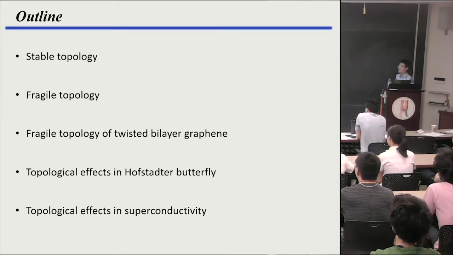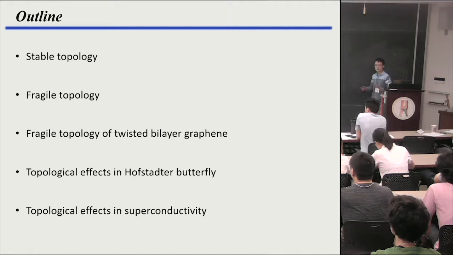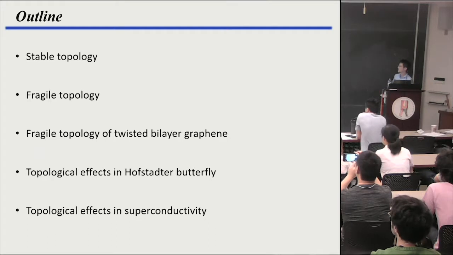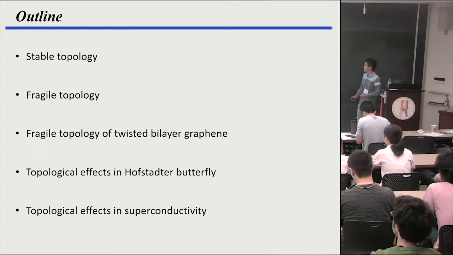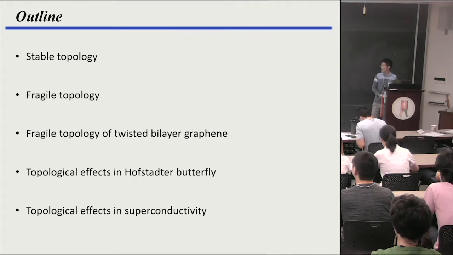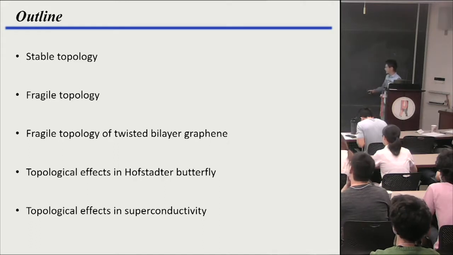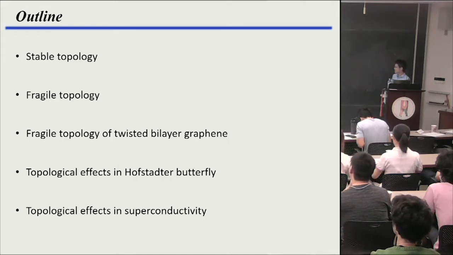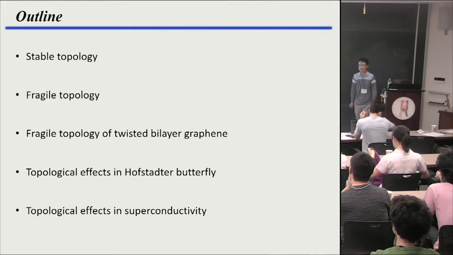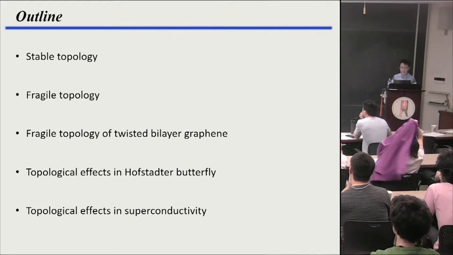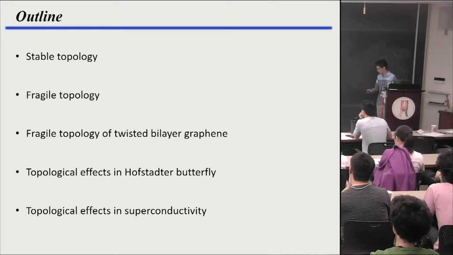In the first part, I'll briefly review the conventional topological states of matter, which I'll call stable topology, and then I'll talk about the concept of fragile topology. In particular, I'll mention the fragile topology in twisted bilayer graphene and its effects, and tell about the topological effects of this fragile topology. These are two of our studies, one showing there's an effect in the Hofstadter butterfly, and the other showing there's an effect in superconductivity, enhancing the superconductivity.